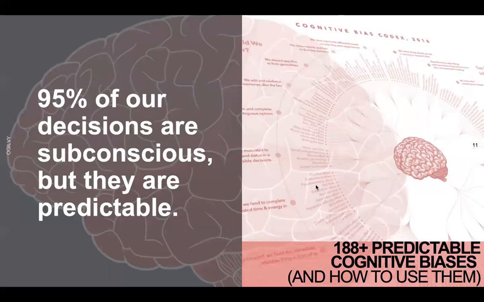And this is the answer. System one makes 95% of our decisions. 95% of our decisions are subconscious, but the way they are subconscious is often predictable. Because system one has to make so many decisions, it's making shortcuts, and these shortcuts often have errors. We call these errors cognitive biases, and there's over 200 which we have found so far. And we're going to talk about a few of these that are relevant to resilience.